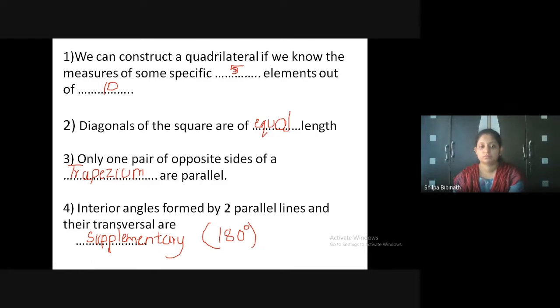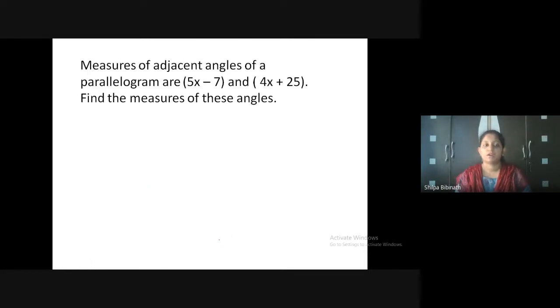Now, one more question. Measures of adjacent angles of a parallelogram are 5x minus 7 and 4x plus 25. Find the measures of these angles. Now here it is given in equation format. We have to find out. How can you find out?